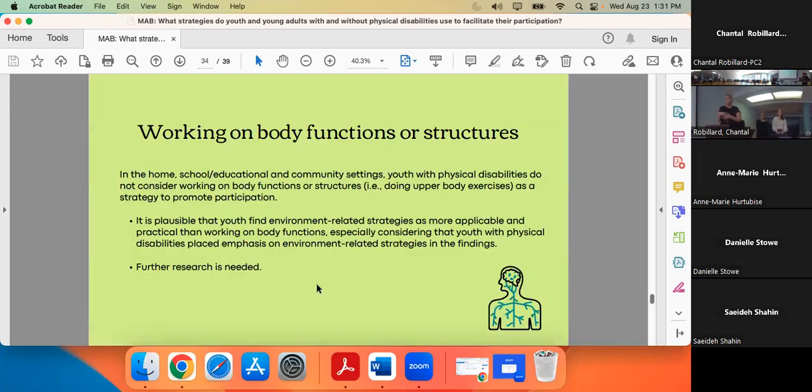And lastly, working on body functions or structures was also a common topic that came up. So within the home, school, and community settings, youth with physical disabilities do not consider working on body functions or structures, such as doing upper body exercises, as a strategy to promote participation. It is plausible that youth find environment-related strategies as more applicable and more beneficial and practical as opposed to working on body functions, especially considering that youth with physical disabilities place an emphasis on those environment-related strategies, as I mentioned priorly. And of course, further research is required in this domain.